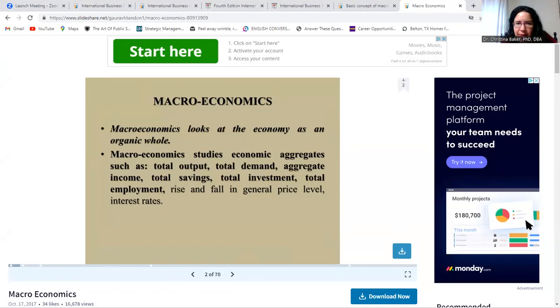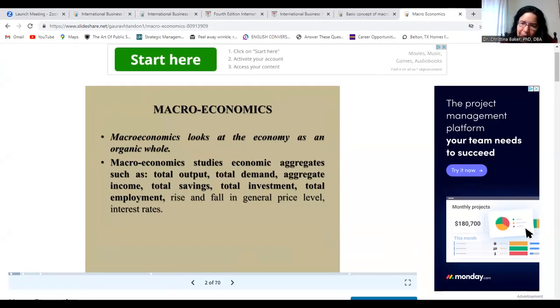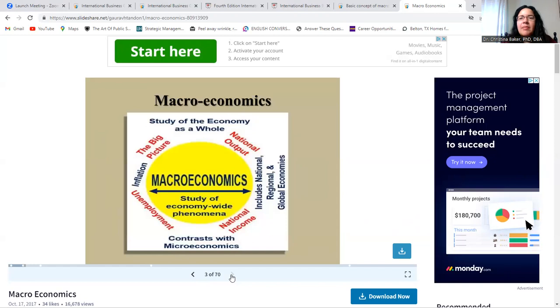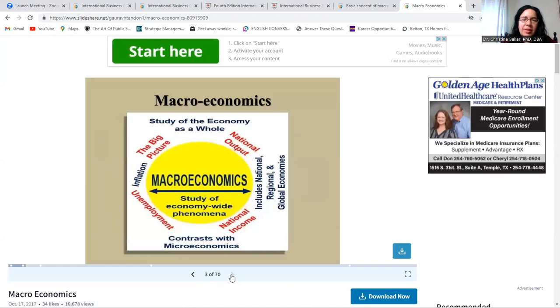Macroeconomics looks at the economy as an organic whole. Macroeconomics studies economic aggregates such as total output, total demand, aggregate income, total savings, total investment, total employment, rise and fall, and the general price level and interest rates. Macroeconomics is the study of the economy as a whole. We have the big picture: inflation, unemployment, contrast with microeconomics, national income, national output, and this includes the national, regional, and global economies.